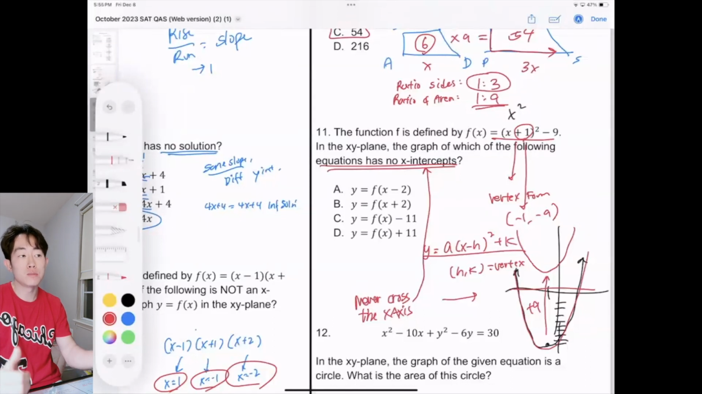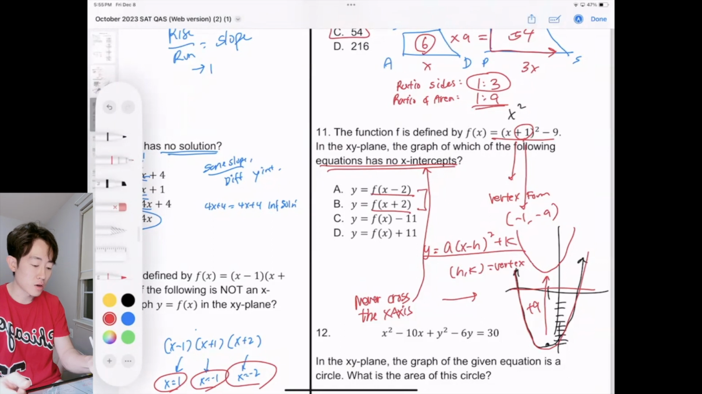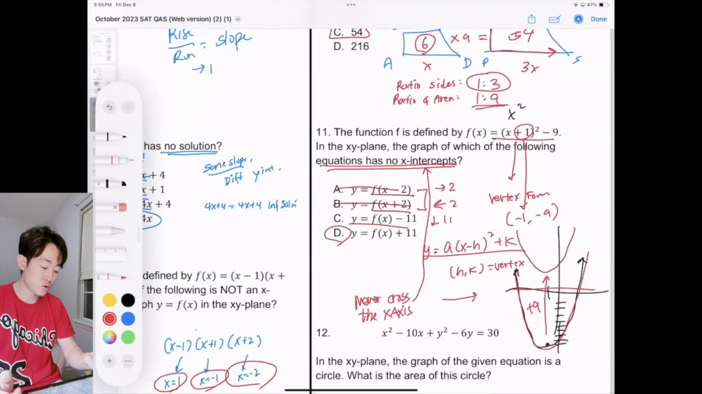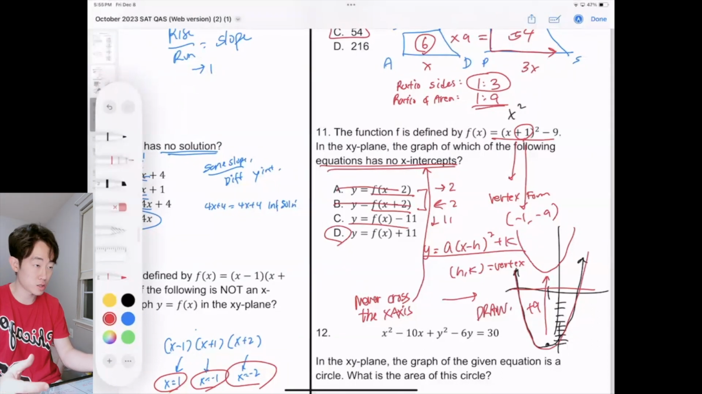So if I want to move something up by more than 9, you're not doing the graph transformations of A and B. This is to the left or to the right. A is moving right by 2 and B is moving left by 2, following the rules of graph transformations, and C is making it worse by moving it down by 11. So the only answer here is D. I want to move the entire quadratic graph up by 9. Again, drawing this, having the visual really, really helps for this question. And yeah, that should be D.